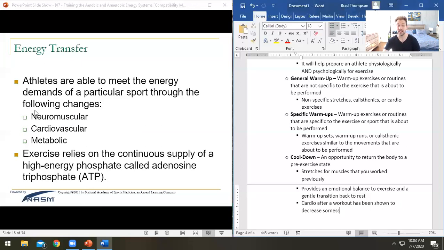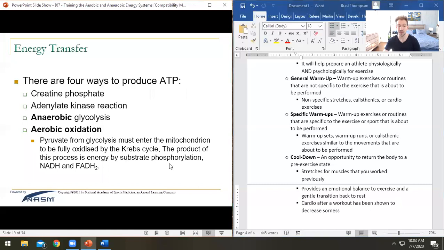But like we see, these changes are very related to how we adapt to the body. And so exercise is going to rely on the continued production of that ATP. We need to train our energy systems specifically. So there's kind of four main ways to produce ATP, right? You have creatine phosphate, which is basically any creatine that happens to be in the area. Adenylate kinase reactions, which is basically creatine kinase using its enzyme to reattach that.